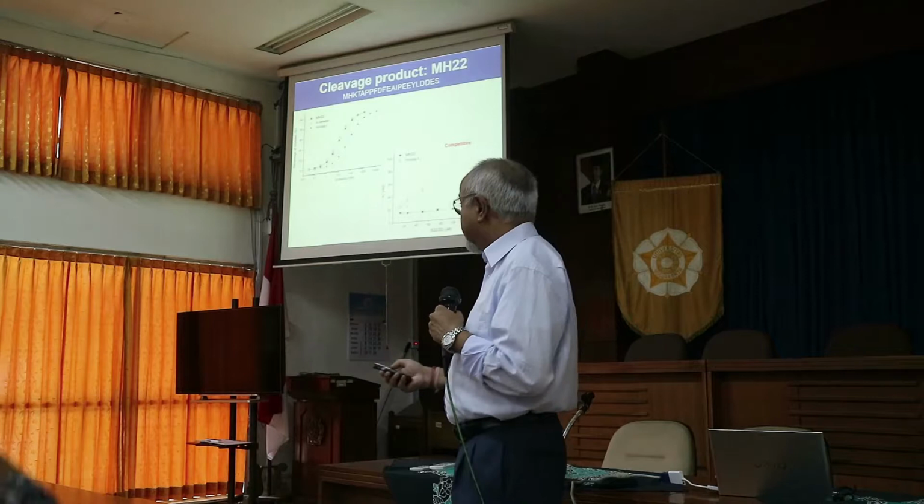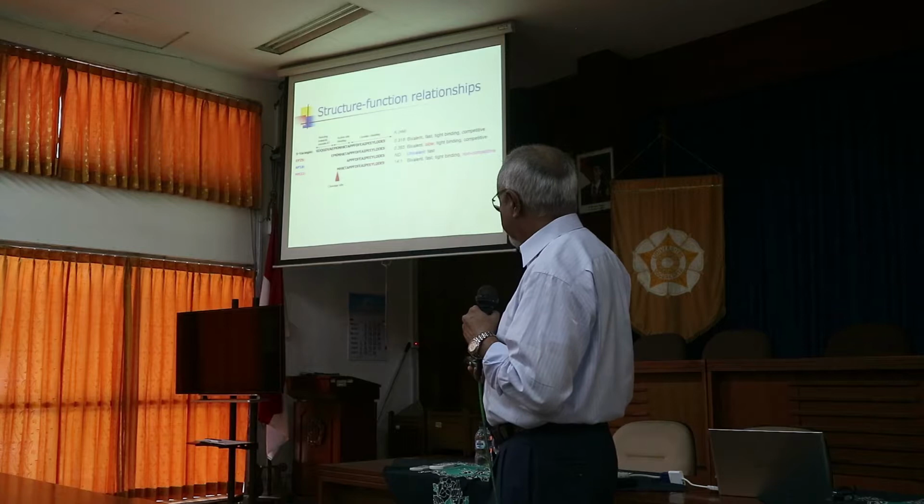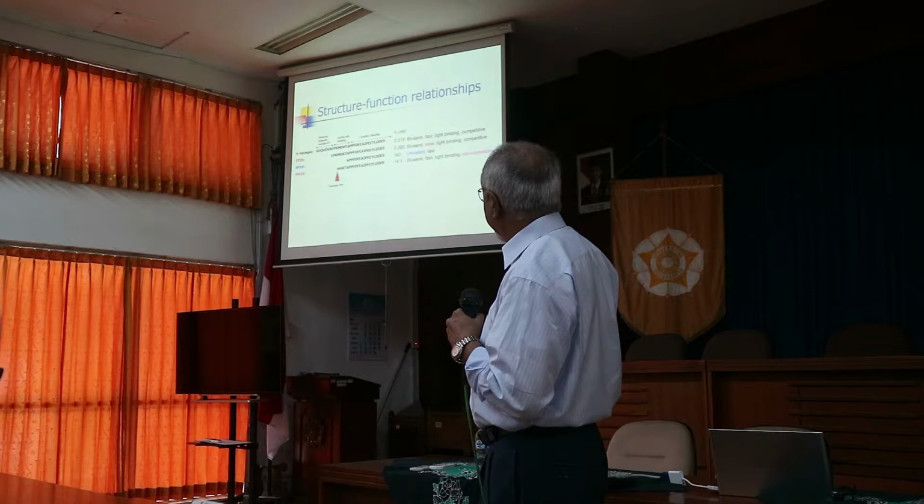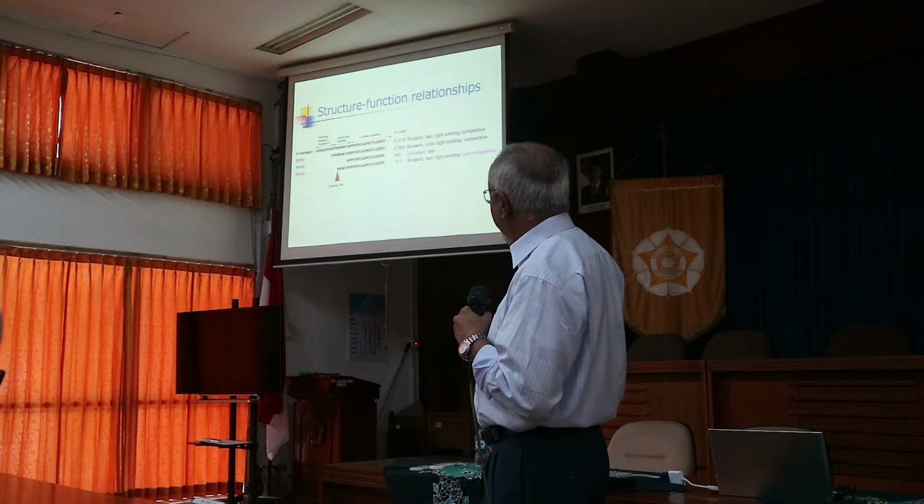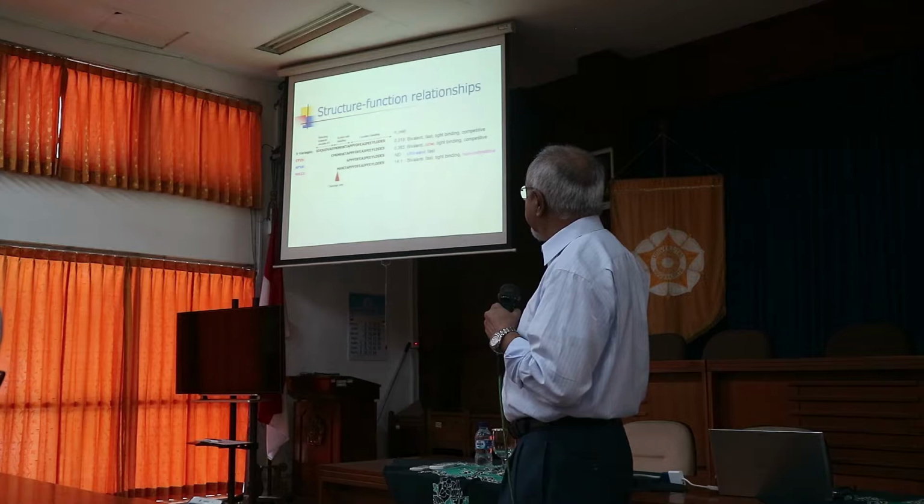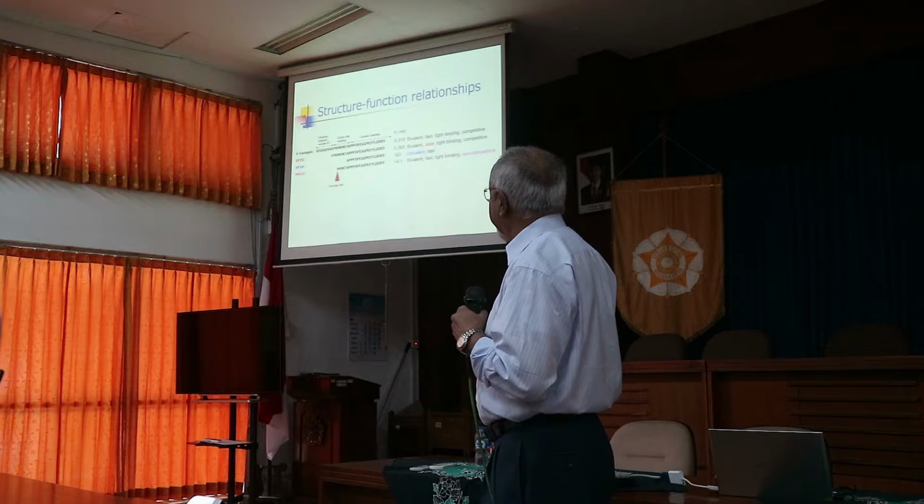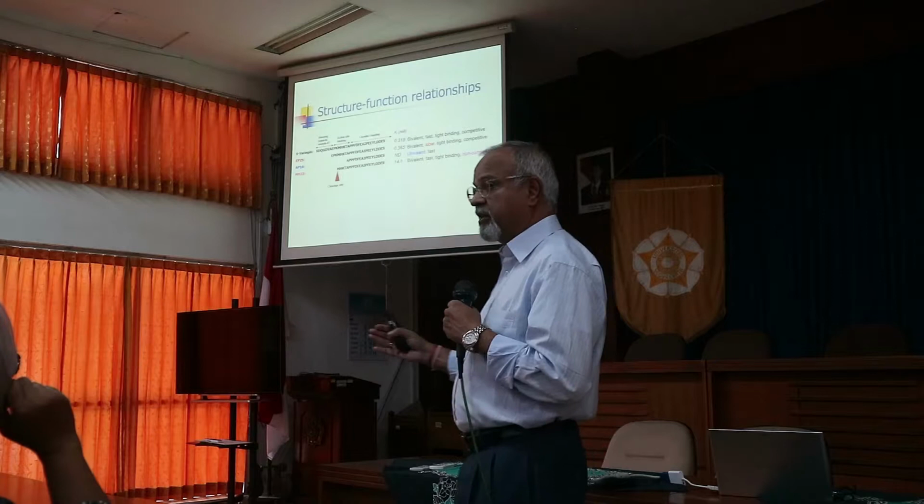Now, just to summarize, we have created a lot of different molecules, which have Ki in the sub-nanomolar range. This one is a bivalent, fast, tight binding, competitive inhibitor. And EP25 is a bivalent, slow, tight binding, competitive inhibitor. Whereas AP18 is univalent, but fast binding. But MH22 is a bivalent, fast and tight binding, but non-competitive inhibitor.